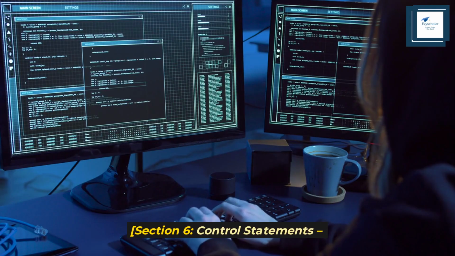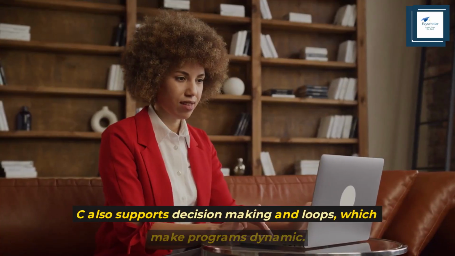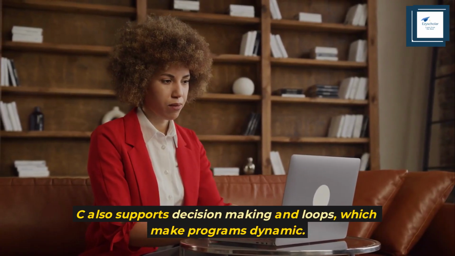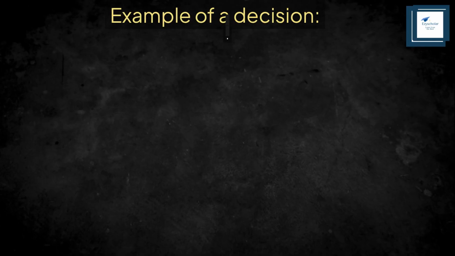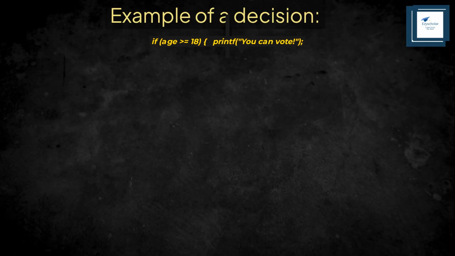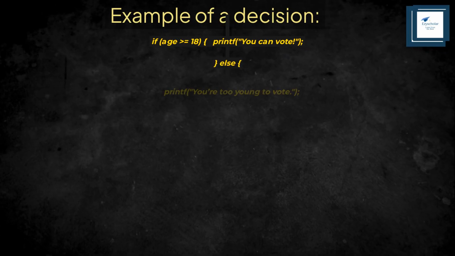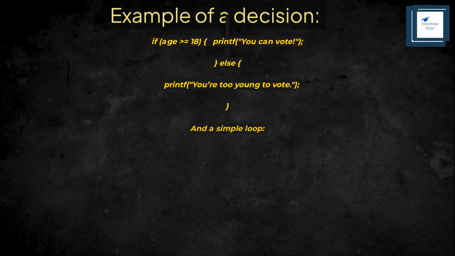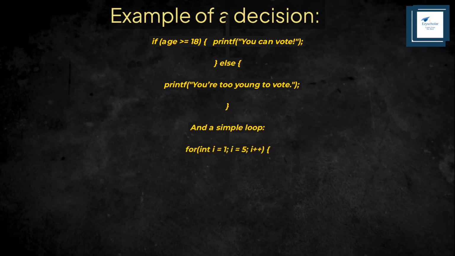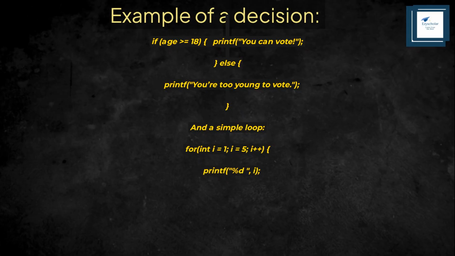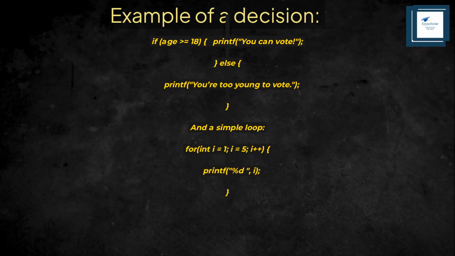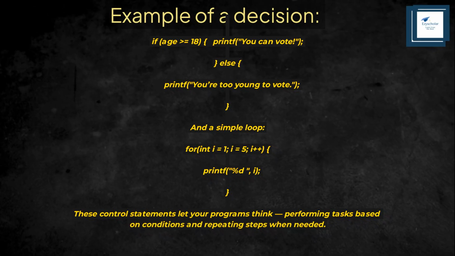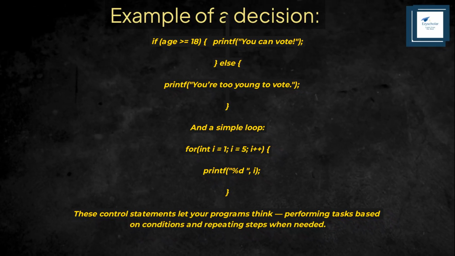Section 6. Control statements. C also supports decision-making and loops, which make programs dynamic. If age is greater than or equal to 18, printf, you can vote, else printf, you're too young to vote. And a simple loop: for int i equals 1, i less than or equal to 5, i++, printf %d, i. These control statements let your programs think, performing tasks based on conditions and repeating steps when needed.